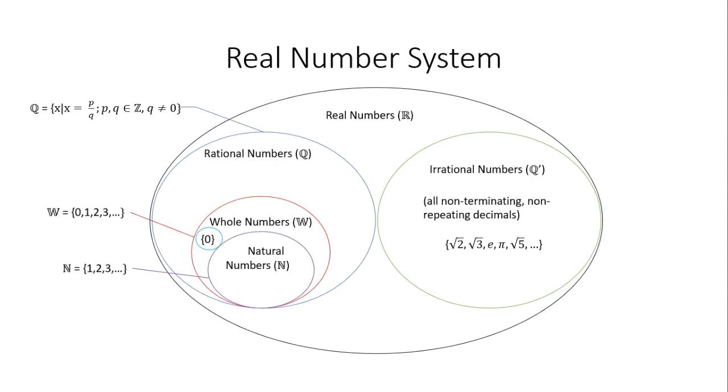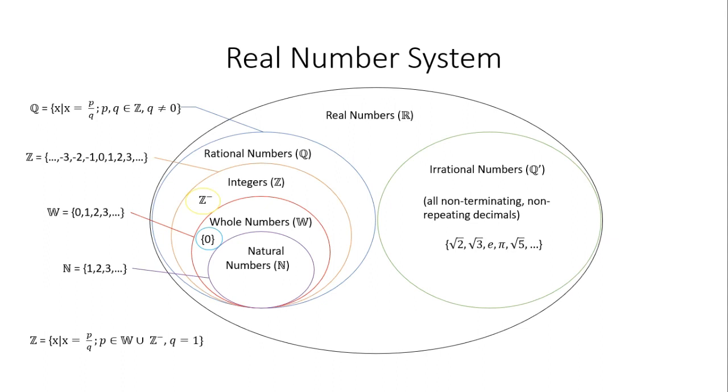Opposite to the set of positive integers is the set of negative integers starting from -1, -2, -3 and so on. The union of the set of whole numbers and the set of negative integers are the integers themselves, which can be expressed as the form of p over q, where p is an element of the union of the set of whole numbers and the set of negative integers, and q is strictly equal to 1.